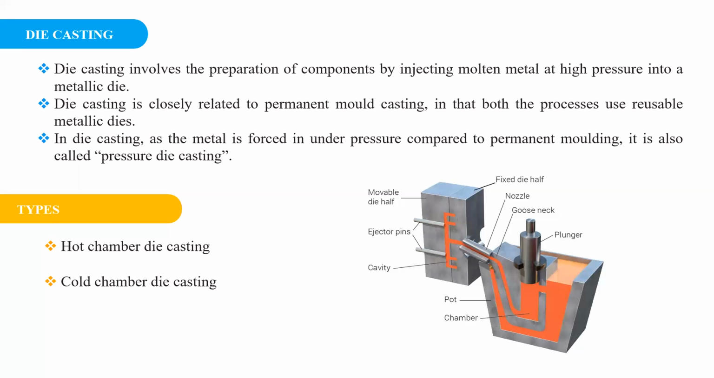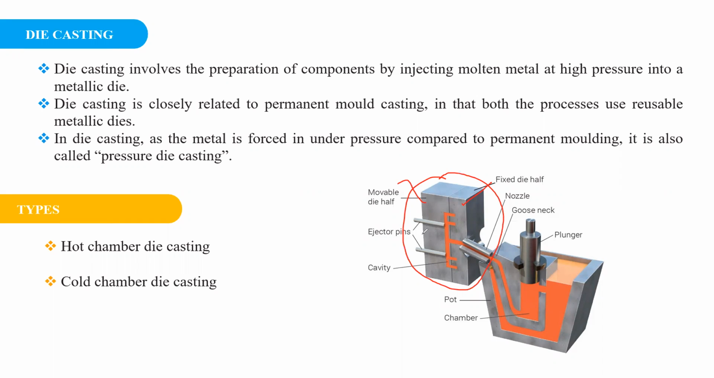Here you can see the diagram I have given for the die casting process. So this is the die. The die consists of two parts: one is fixed, and the other one is movable. This is the fixed half, and this is the movable half. This die also has the ejector pins. The ejector pin is attached to the movable half.